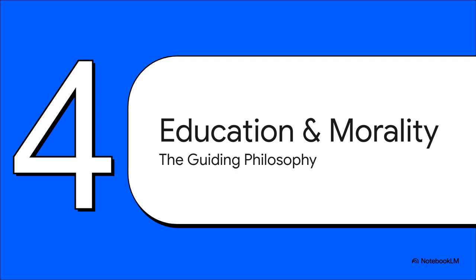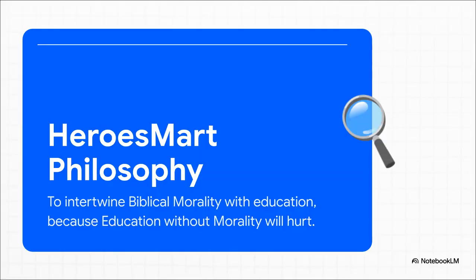Now that that connection has been made, the source material for the lesson plan finally pulls back the curtain and shows us the full educational philosophy that's been driving everything we've seen so far. And here it is. This is the foundation for the entire lesson. The HeroesMart Academy's whole goal is to weave together education and biblical morality. Why? Because of this core belief that education without morality will hurt. So, in that context, a simple poetry lesson becomes a perfect opportunity to teach kids about diligence, about purpose, and about spiritual value.